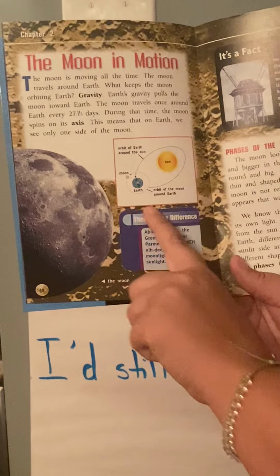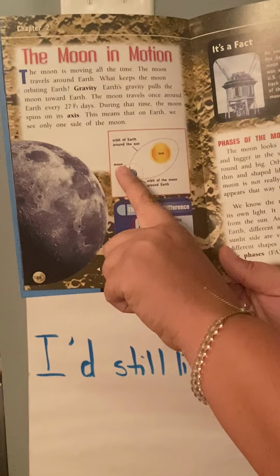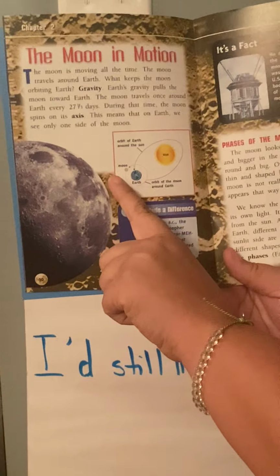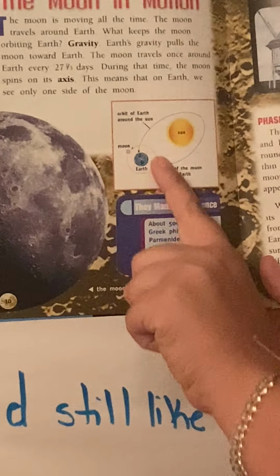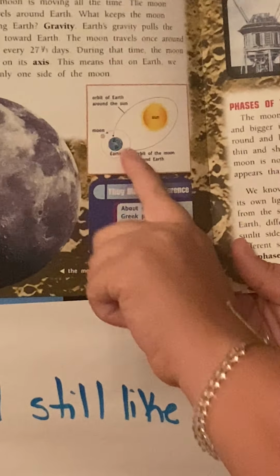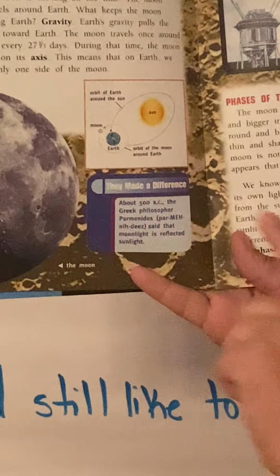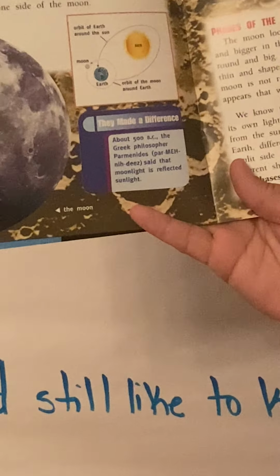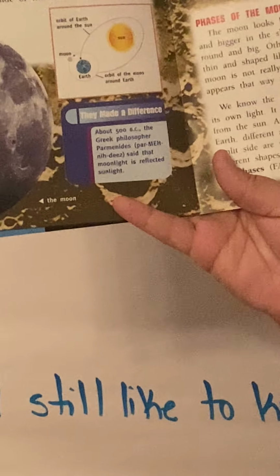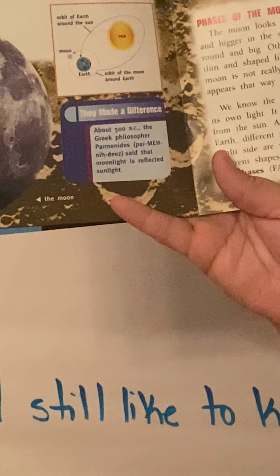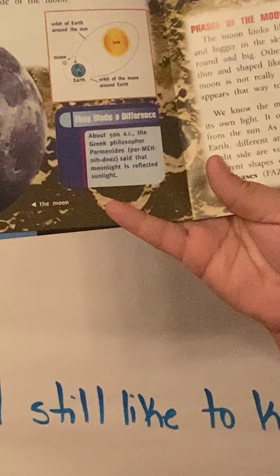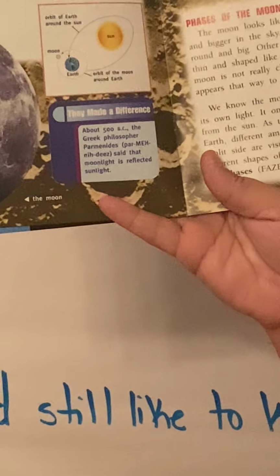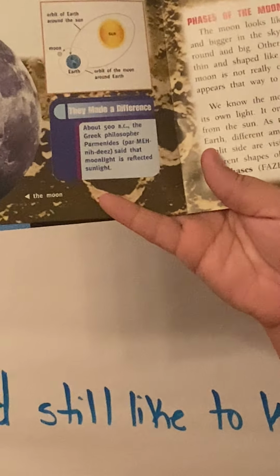And if you'll see this diagram here, it shows that, so the moon, it rotates. The Earth rotates as the moon goes around the Earth. So the Earth is moving while the moon is moving. All right, they made a difference. About 500 BC, the Greek philosopher Parmenides said that moonlight is reflected sunlight.